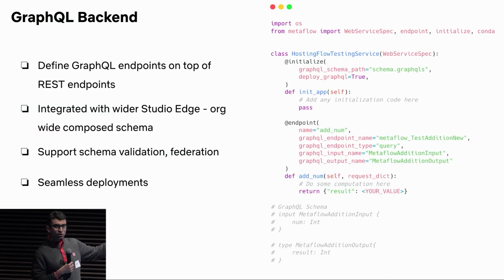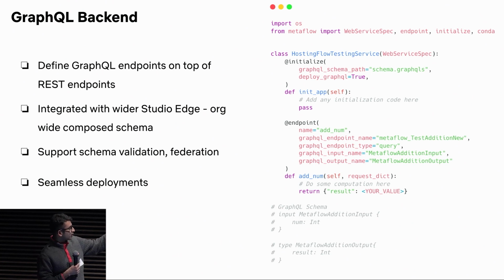And one of the latest features that we integrated into the Metaflow hosting pipeline is adding support for a GraphQL backend. Why do we want support for a GraphQL backend? At a big company like Netflix, you can have multiple microservices owned by different teams. As a client UI engineer who defines or creates front ends, you don't want to make calls to like 10 different microservices in order to get the response for making a UI page.